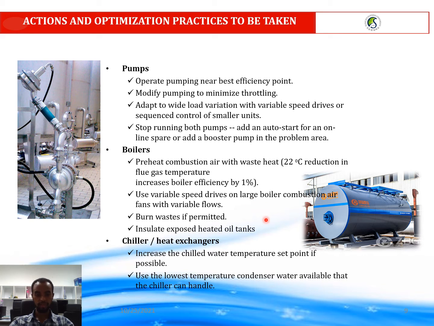These are some of the other mechanisms to conserve energy in boilers. For heat exchangers or chillers, increase the chilled water temperature set point if possible. That is one way of conserving energy, one of the actions and optimization practices. The other one is to use the lowest temperature condenser water available in the chiller. So these are some actions and optimization practices to be taken for pumps, boilers, and chillers.